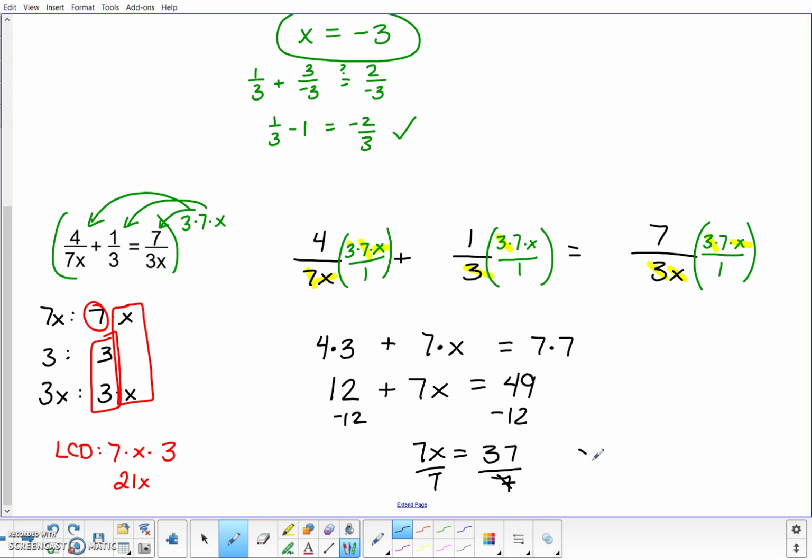That's going to be ugly. x equals 37 over 7. And again, we could check our answer by plugging it back into the original equation.